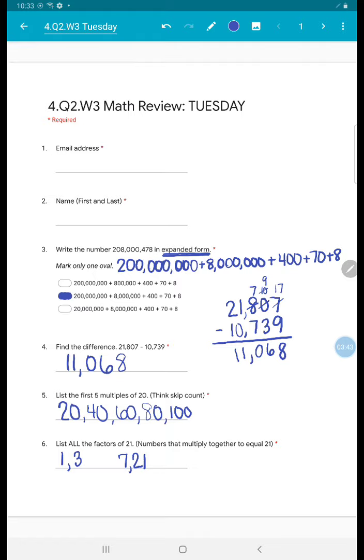Check 5. 5 can't be a factor because multiples of 5 always end in 0 or 5. Check 6. 6 times 1 is 6. 6 times 2 is 12. 6 times 3 is 18. 6 times 4 is 24. So 21 does not have a factor of 6. Then I come to 7, and I already have 7 listed as a factor because 3 times 7 is 21. So I know that I've found all the factors.